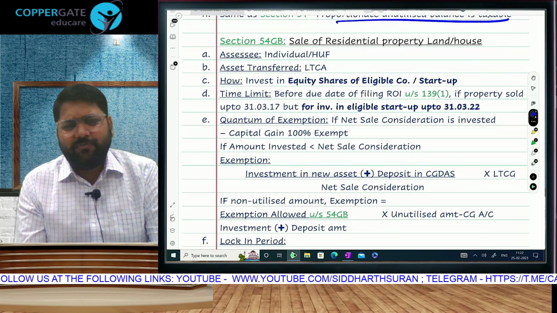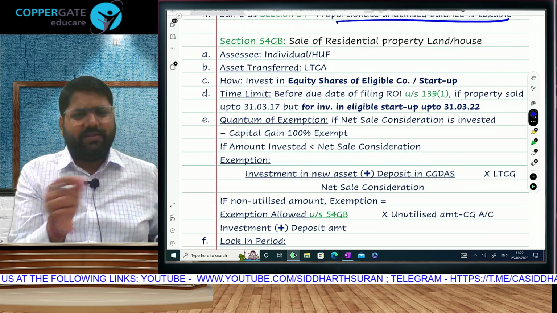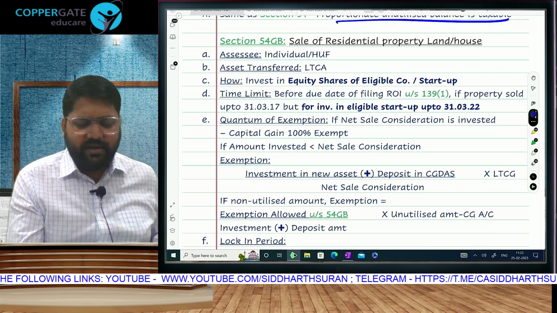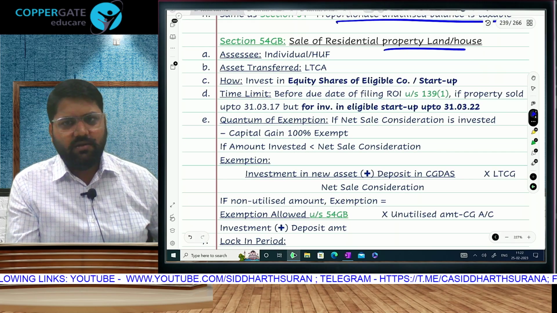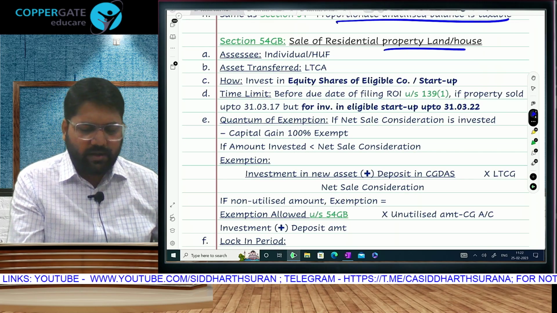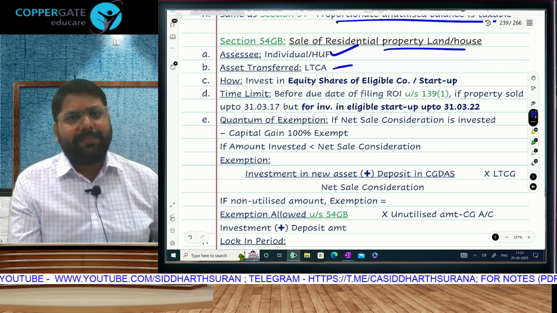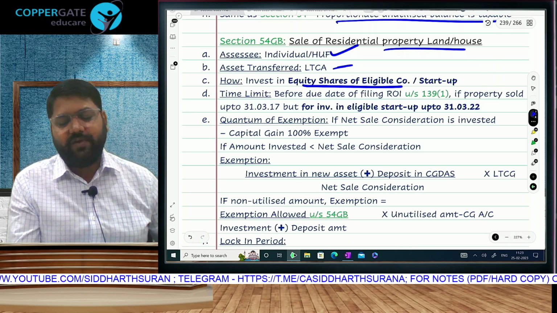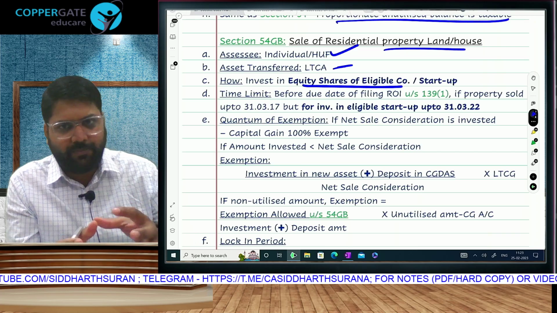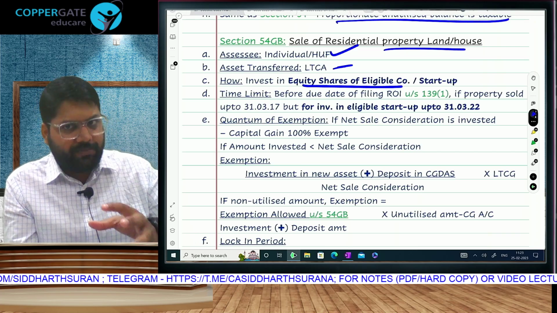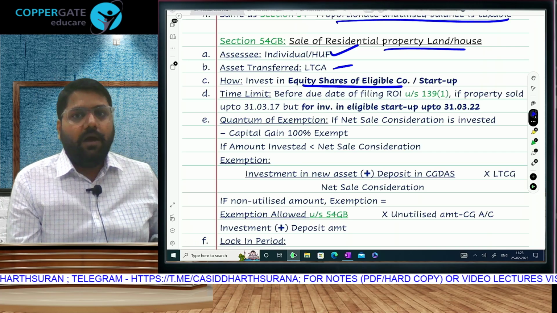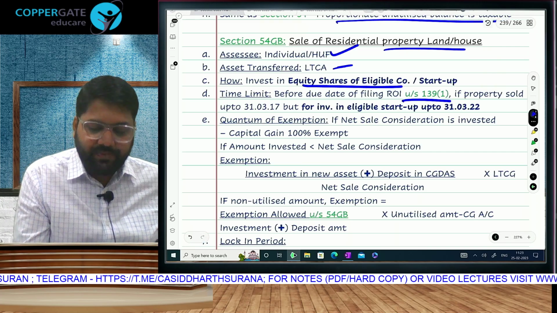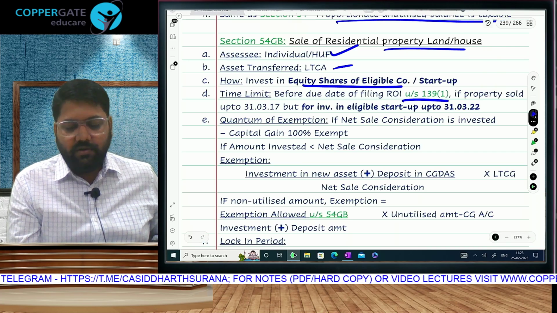Last, there are a couple of questions on this, so you should just read through it. That way it is not so important that we have to discuss. You have sold a residential property, it can be land or house. You are an individual or HUF and the capital gain is long term. What to do with that money? Invest in equity shares of an eligible company or startup. So you've sold a property, long term capital gain, and with that money, acquire equity shares. Within what time? On or before the due date of return filing.